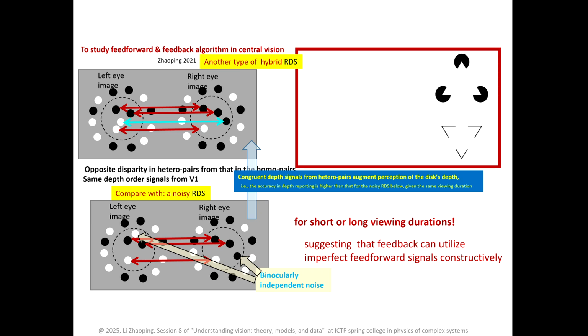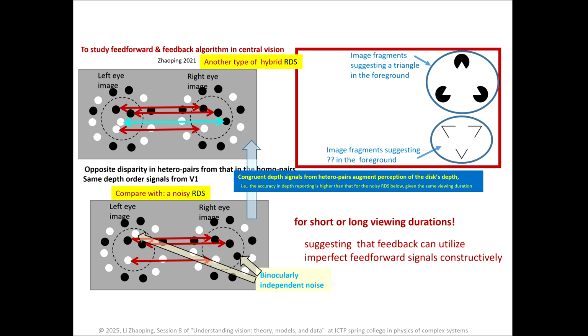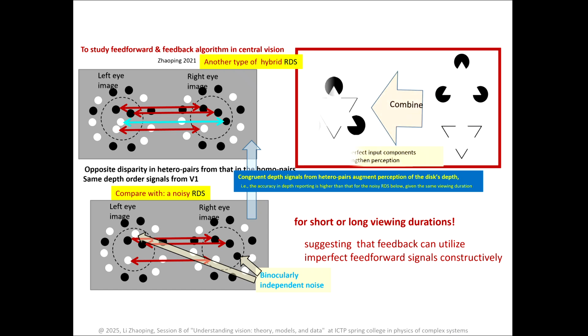This is perhaps similar to this perception of a white triangle. Here, image fragments suggest a white triangle in the foreground. Here, it is not clear what's suggested for the foreground by the image fragments. By combining these two images together, the white triangle is seen more vividly through our brain's image.